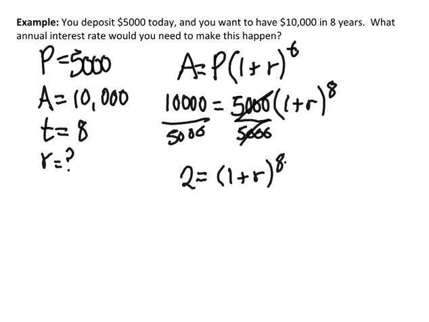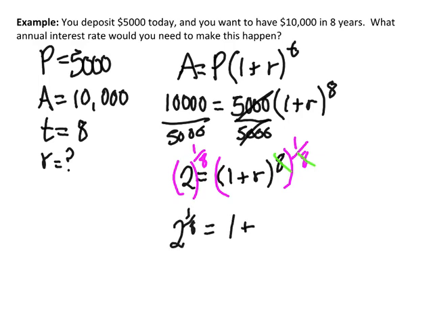Now I need to get rid of this 8. If you remember from our exponents unit, how do we get rid of an exponent? Well, you can put both sides to the power of 1 over 8, right? And that is going to be 8 times 1 over 8, that would cancel and make just 1 here. Then you'll just be left with 1 plus r on that side. This is also another way of saying you're taking the 8th root of both sides. So I'm left with 2 to the power of 1 over 8 is equal to just 1 plus r.